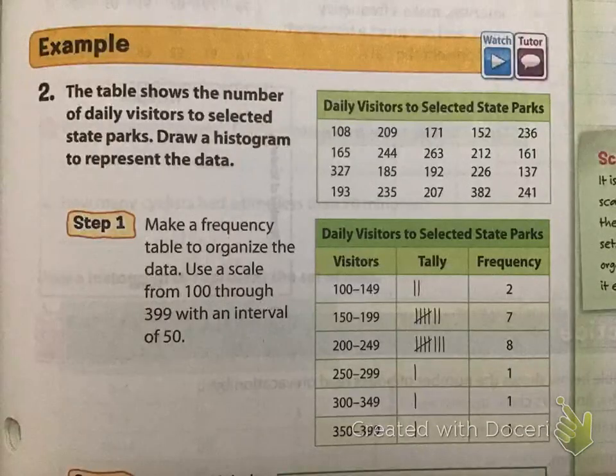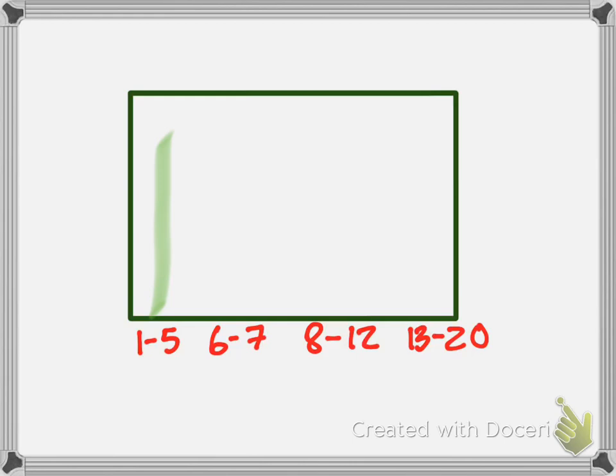Now, if you noticed, each space between is $49, right? So I'm going to show you something. What if I had this as my histogram? I'm going to have 1 through 5, 6 through 7, 8 through 12, and 13 through 20. So I have this here. What is wrong with this histogram? I'm going to say we're just pretending that that's what it is. What's wrong with this histogram?